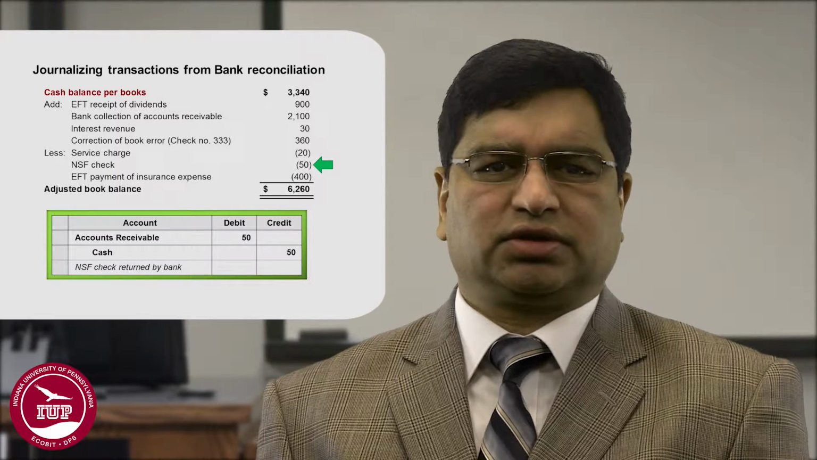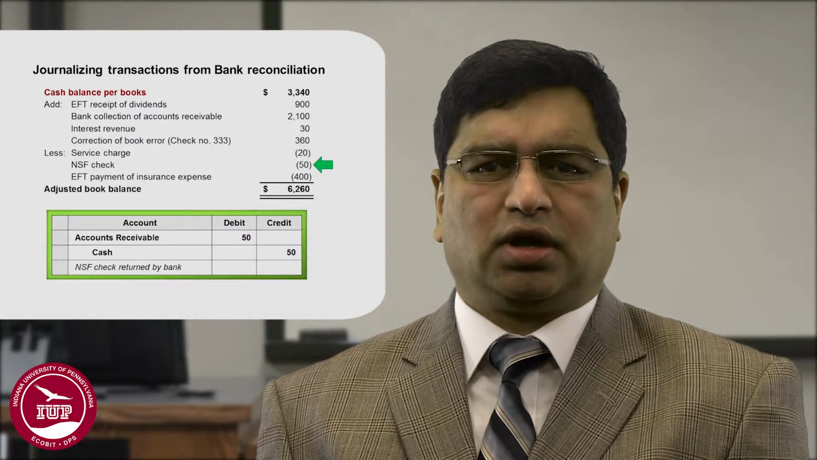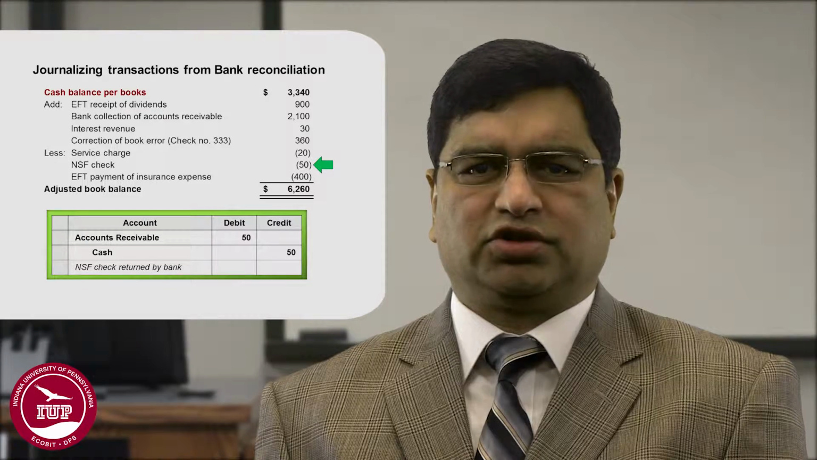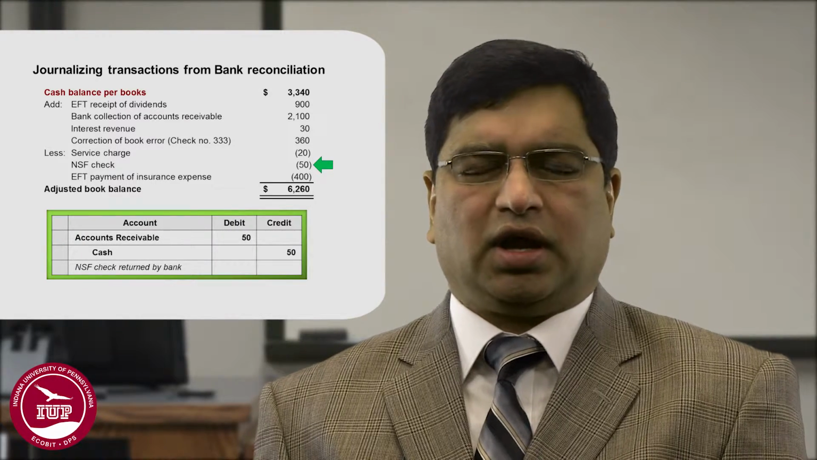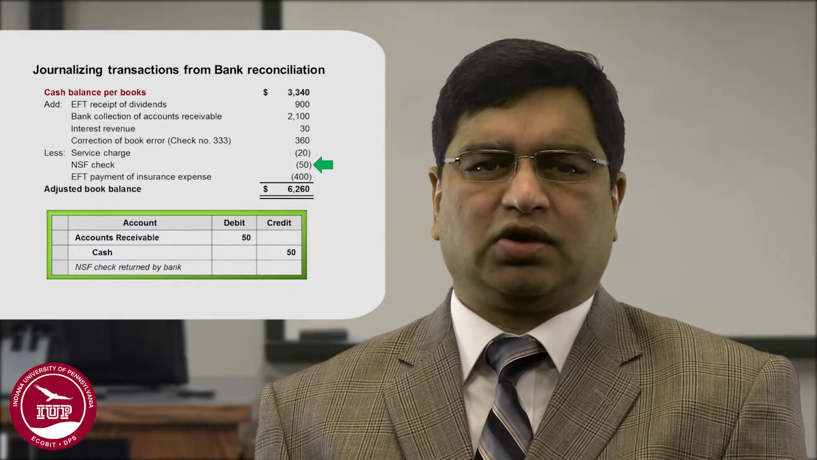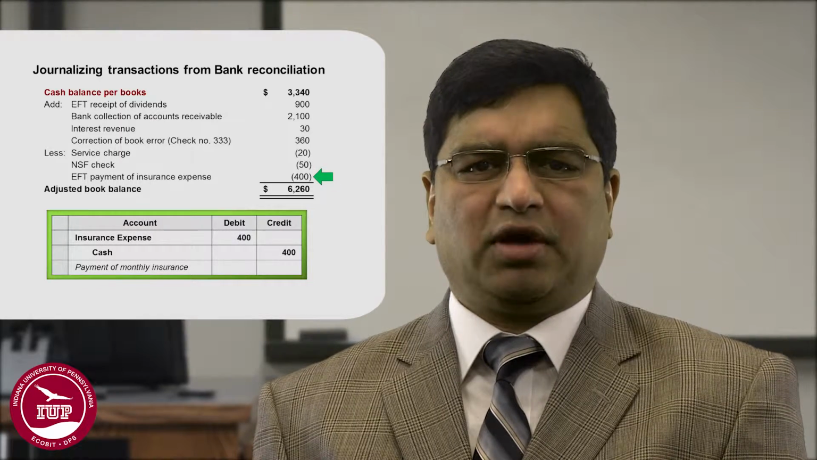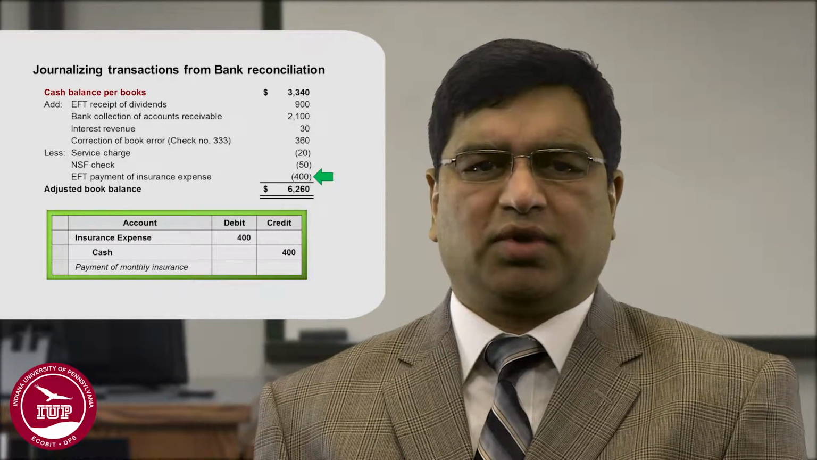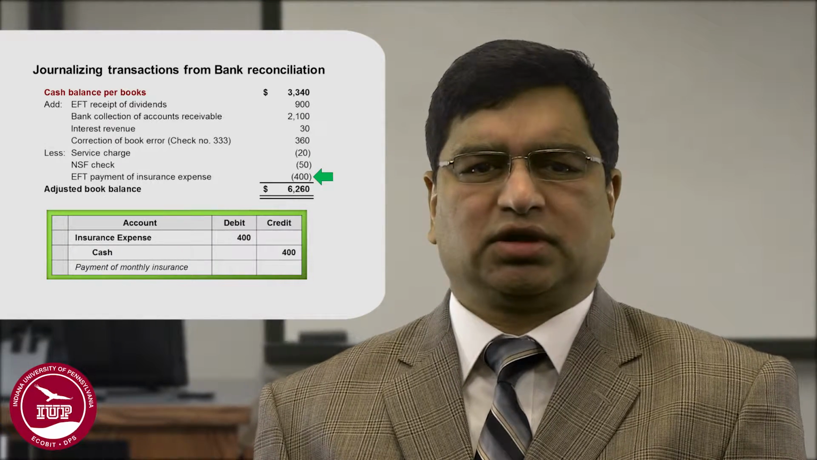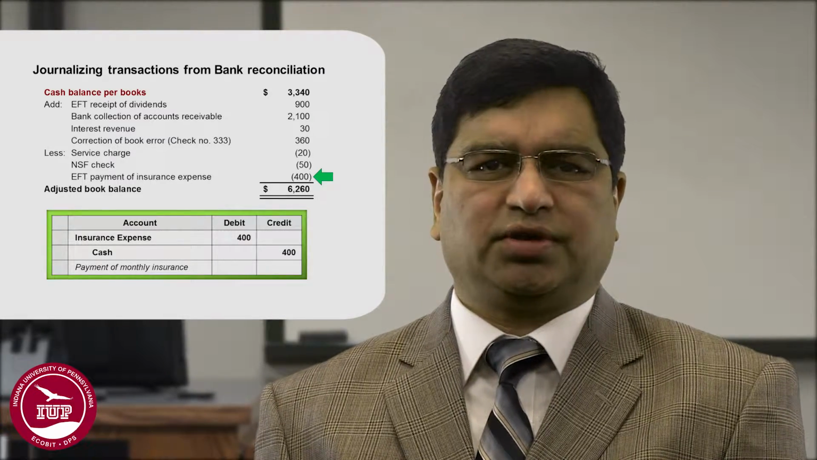In the NSF checks, you are now again entitled to receive that account receivable, and your account receivable needs to be created because you didn't get the money, and you have to pay from your pocket on that $50. Now you'll be collecting later on. EFT payments for the insurance expense: you made the insurance expense payment electronically, and the cash balance needs to be reduced to come to 6260.